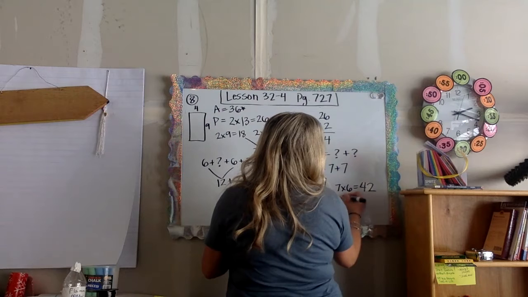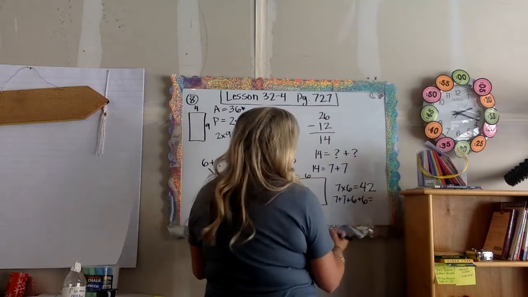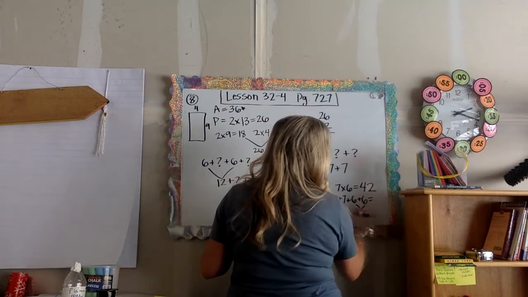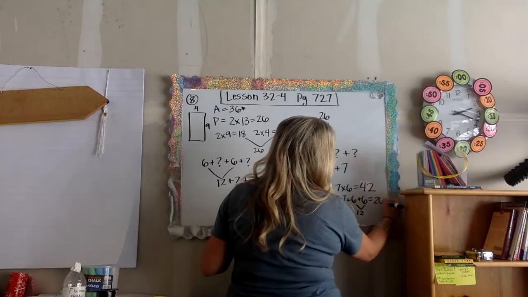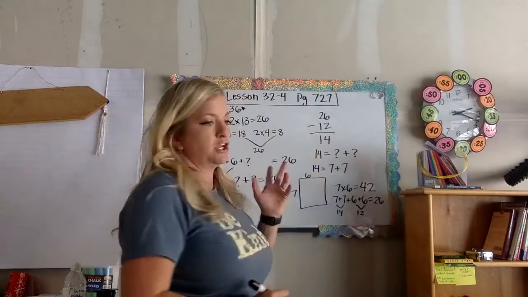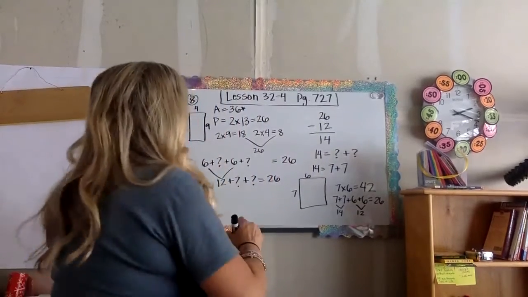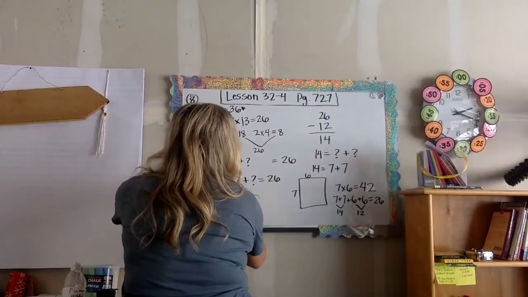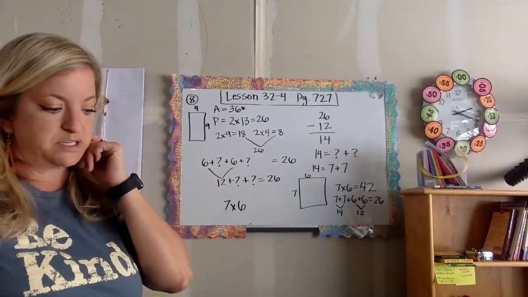Now I can do 7 plus 7 plus 6 plus 6 to find the perimeter. 6 plus 6 is 12. 7 plus 7 is 14. 14 plus 12 is 26. So I know the length of the new rug is going to be 7 by 6. That's how long that new rug is going to be.